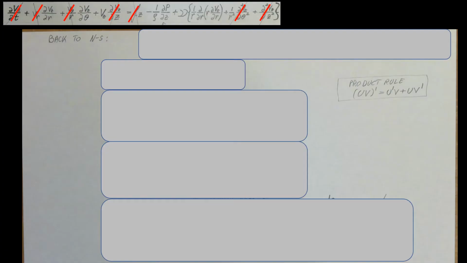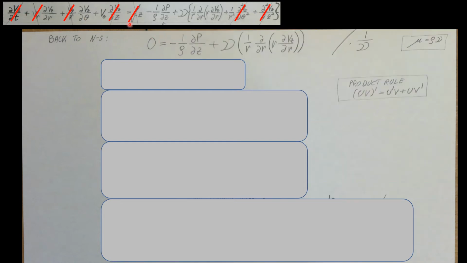All right, let's clean it up. Here it is. I copied and pasted the equation from the other page, and you can see everything we crossed out. So let's write it up. On the left hand side, we crossed out everything. It's 0. On the right hand side equals negative 1 over density times the pressure term plus kinematic viscosity times 1 over r, the change with respect to r, and in parentheses r times change of Vz with respect to r.